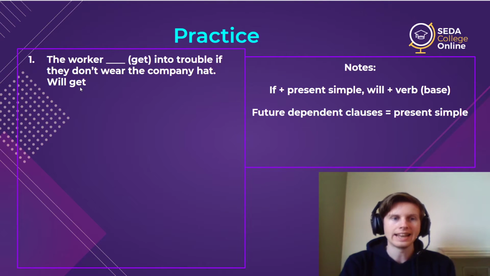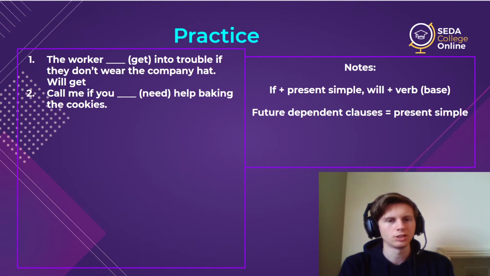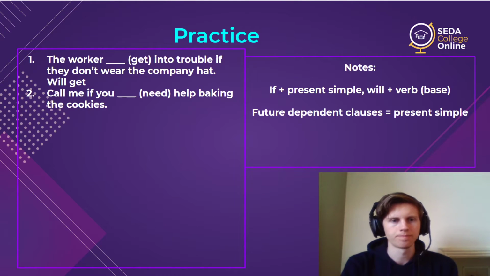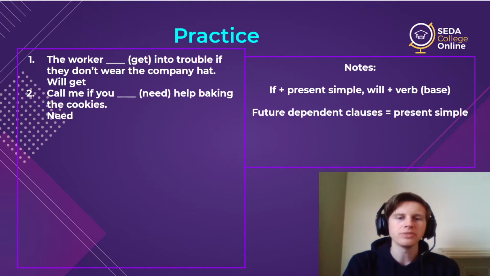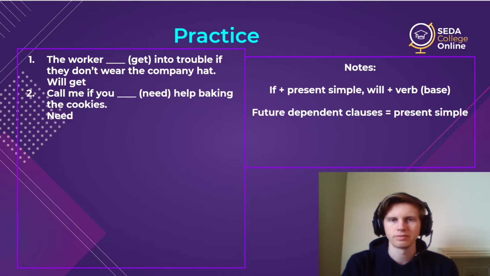Okay, so next sentence. Call me if you help baking the cookies. All right, so what do we do here? Always rely on your formula. Remember your formula. And this one's somewhat simple. No change needed. Need. Call me if you need help baking the cookies. You know, in the present simple only the third person has S. So all the other forms will be direct, just the verb.